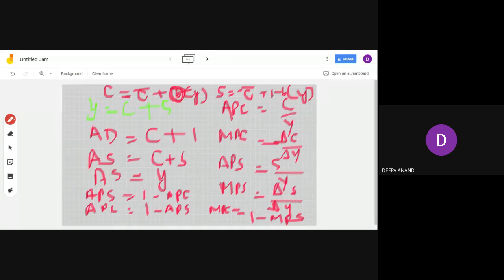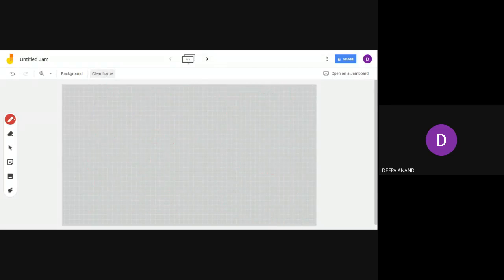So here I have given you a question. Complete the following table. You have to find out the marginal propensity to consume and the average propensity to save. Give me a minute, I will write the question. Income is 0, 20, 40 and 60. This is the question. So this is the income.